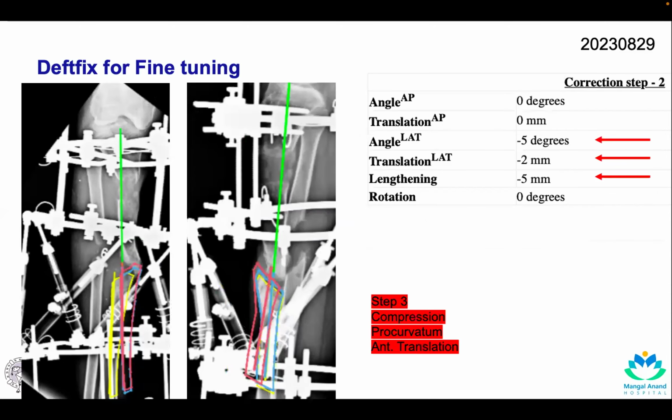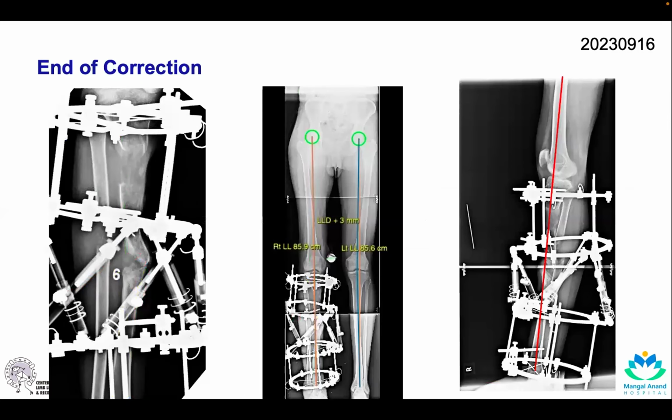And in the third step, we gave him some amount of procurvatum to make the lateral view aligned, and we gave him more compression. So this was after the compression got over. He had around 3 mm of LLD on the right side. That is, the right side was a bit longer.